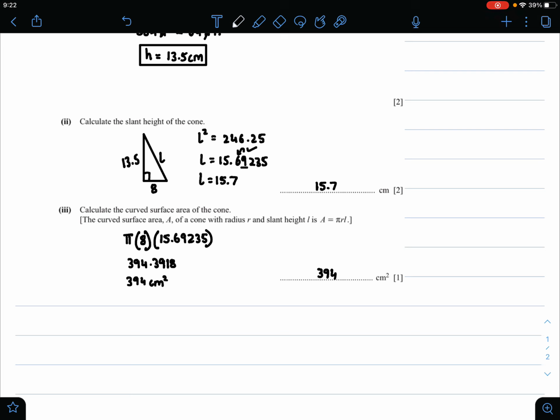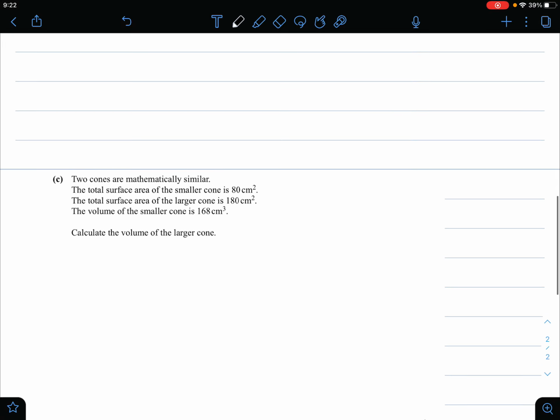394. This is because the fourth significant figure, which is 3 in this case, is less than or equal to 5. Therefore, it doesn't round off the third significant figure to the next number. Now let's move to part C of this question.